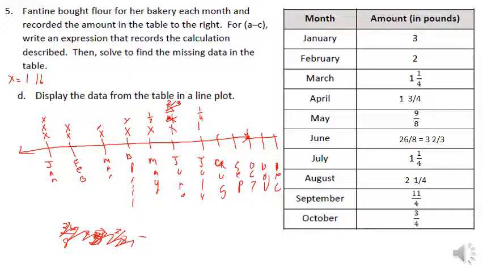August, 2 and a quarter. September, 11 fourths, which equals 2 and 3 fourths. So 1, 2, and I'm going to put 3 fourths up here. In October, 3 fourths. This is what a line plot is supposed to look like. I'd have to come up with a different key up here. But that's the basic idea for making a line plot.